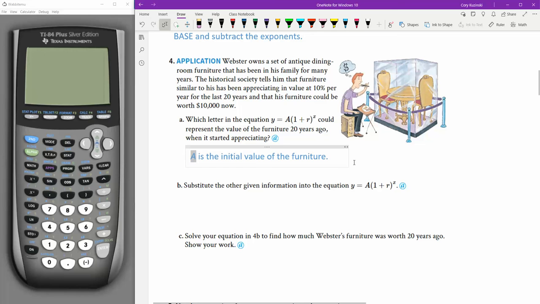I'll even italicize that like they did. So A is the initial value, whereas Y is the current value, R is the rate of appreciation, and X is the number of years. Substitute the given information into the equation.